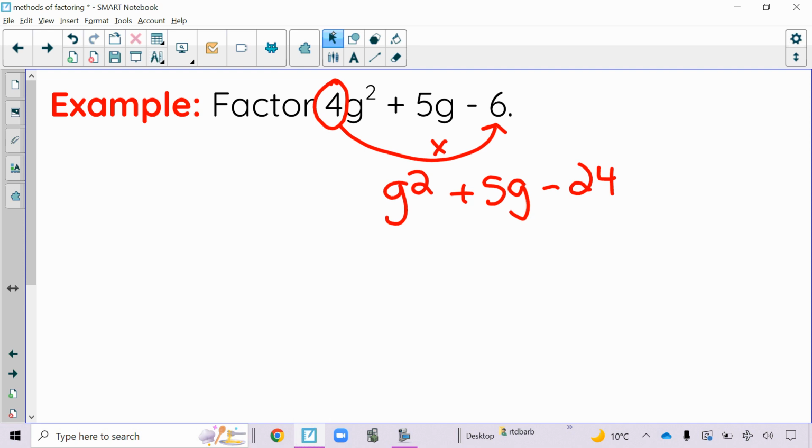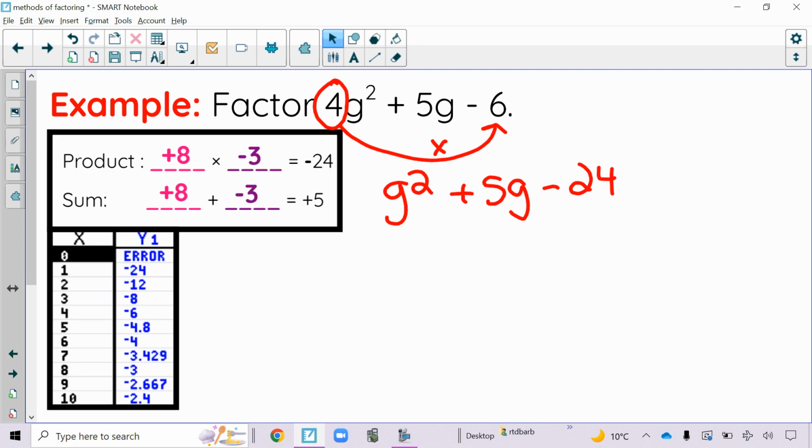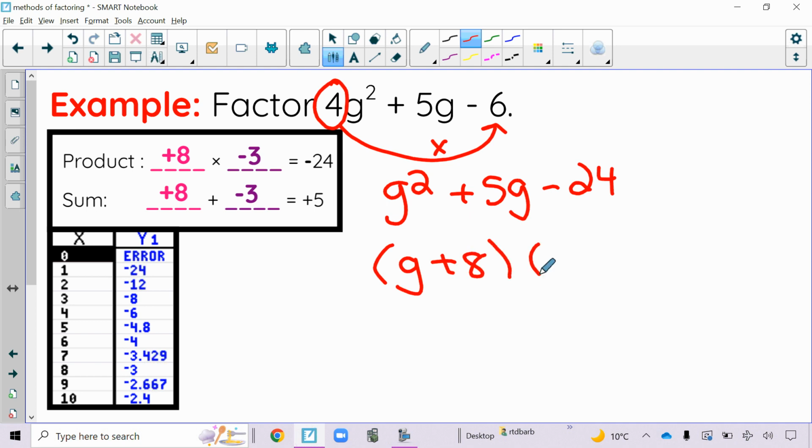Now, I know from the previous examples we've done, two numbers that multiply to negative 24 and add to positive 5 are positive 8 and negative 3. So I can factor this as g plus 8 multiplied by g minus 3.